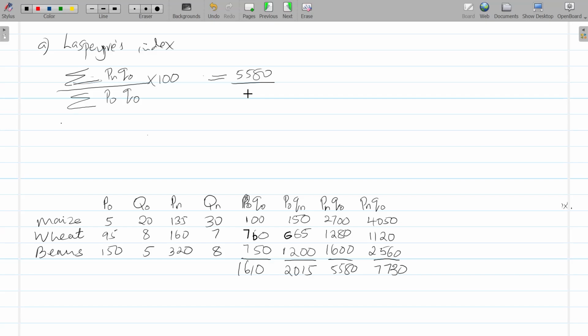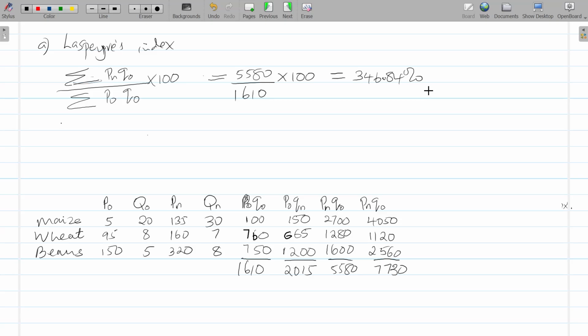So the formula is summation of PN Q naught over summation of P naught Q naught times 100. PN Q naught is 5,580. Just write 5,580 over summation of P naught Q naught. P naught Q naught, that is 1610 over 1610. Then we multiply by 100.